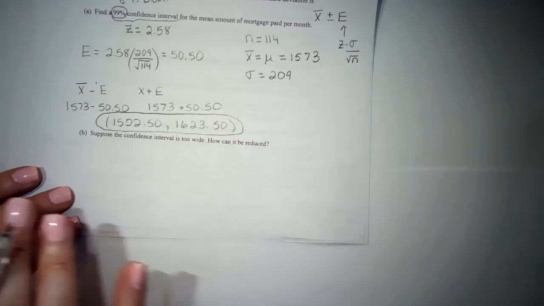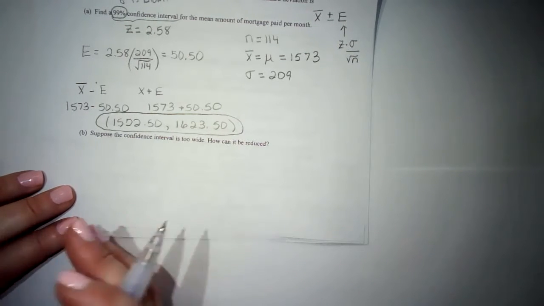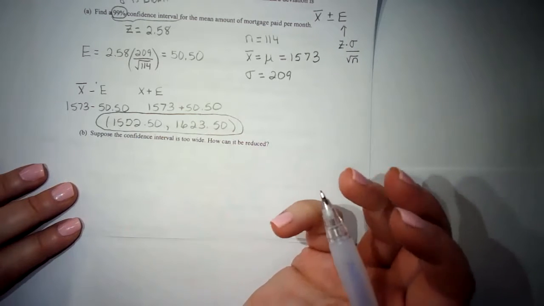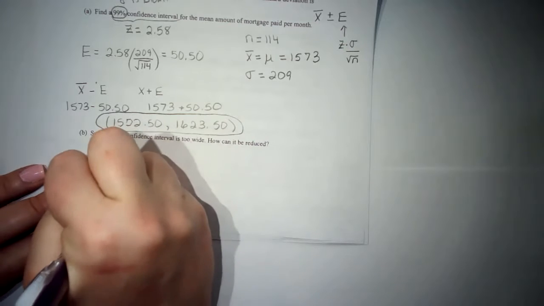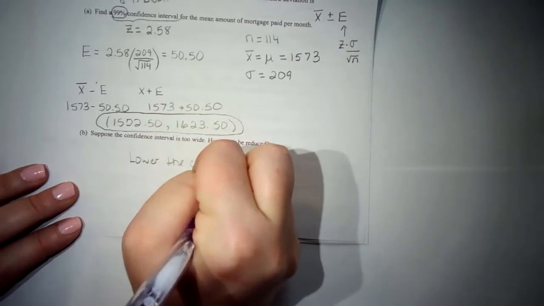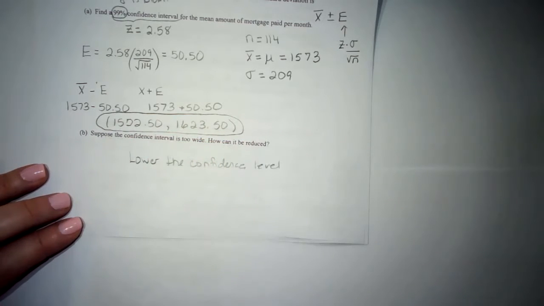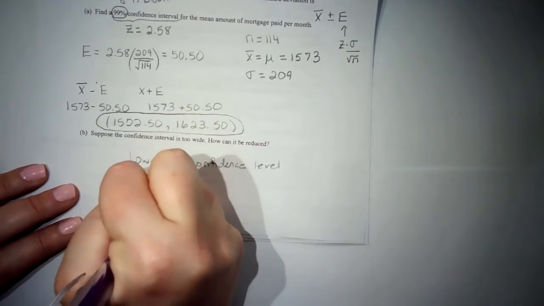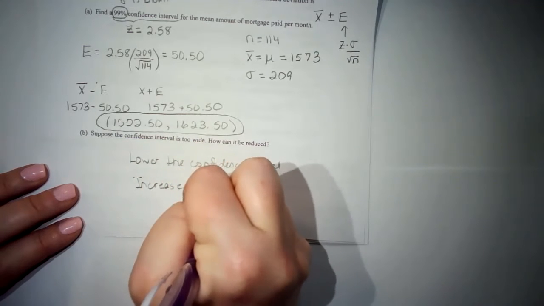Okay. All right, letter B says, suppose this is too wide. How can it be reduced? Okay, well, if we want to make it smaller, then we can lower the confidence level, because those two go together. When one is big, the other's big. When one is small, the other's small. The sample size is the one you do the opposite on because it's in the denominator. So if we want to reduce the interval, then we want to increase the sample size.